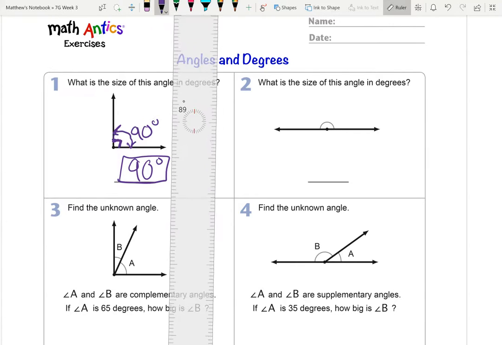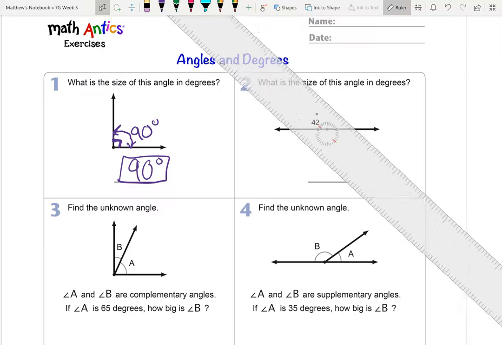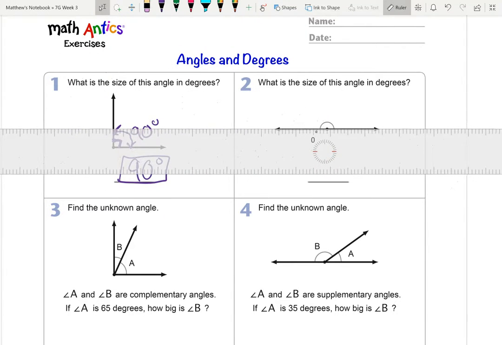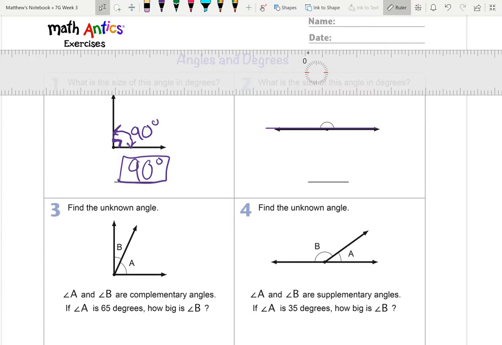All right, what is the size of this angle in degrees? Typically, when you tilt your ruler this way, it's going to say 180 degrees. So if you use that compass device that you have in your tools, it's going to say 180 degrees. And then you can write in 180 degrees right here.